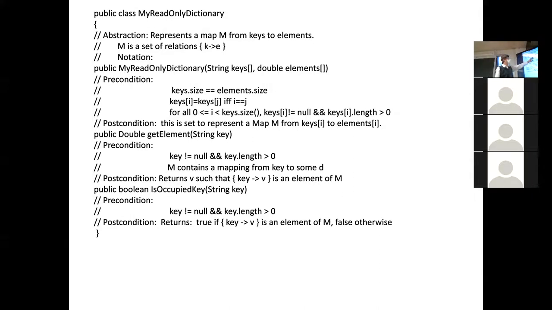So I'm saying, hey, look, the size of the keys has to equal the size of the elements. So there need to be the same number of things in there. And look, the keys have to be distinct. Now you can write that out, and that's perfectly good. I'm not going to freak out if you just write it out, as long as it's clearly defined.